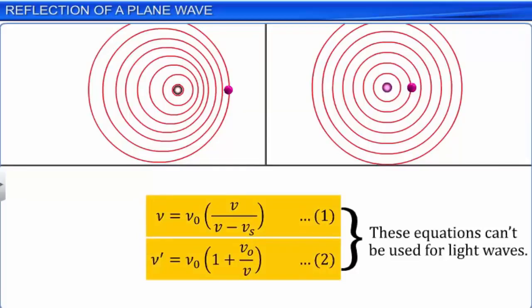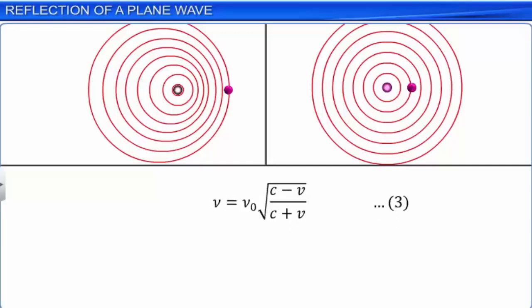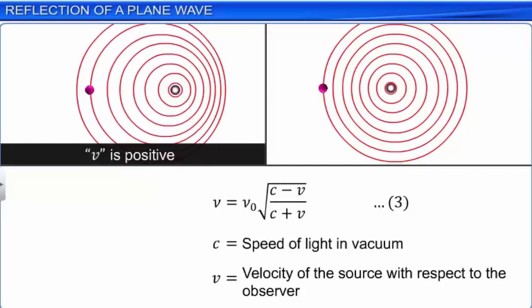The expression for the Doppler effect of light is predicted based on the theory of relativity. The expression is nu is equal to nu naught into square root of c minus v by c plus v. Let this be equation 3. In this expression, c is the speed of light in vacuum and v is the velocity of the source with respect to the observer. v is taken along the line joining the source and the observer. v is positive when the source moves away from the observer and is negative when the source approaches the observer.